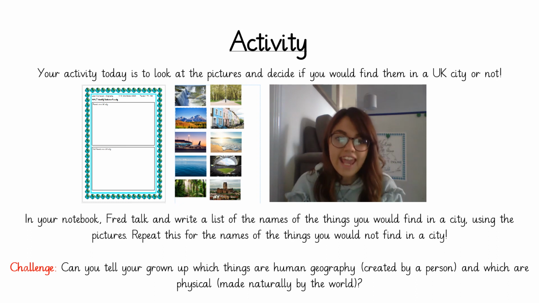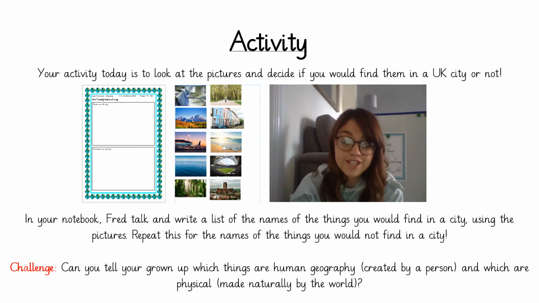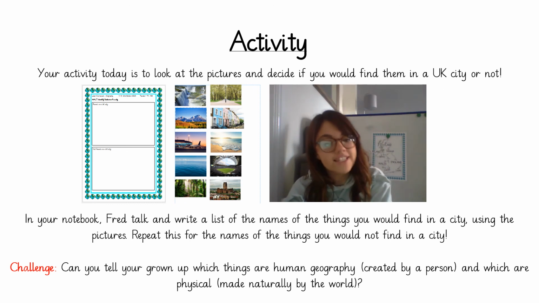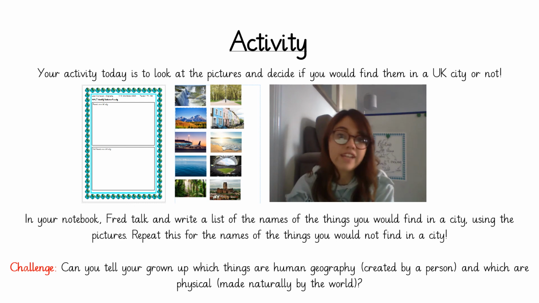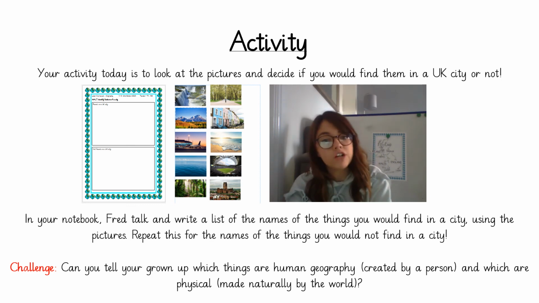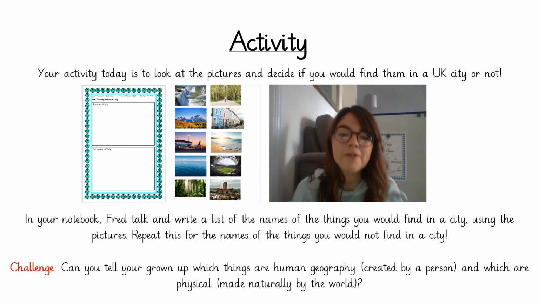If you finish this task, there is a little challenge at the bottom which is asking you to tell your grown-up which things are human geography, so those are things that are made by a person, and which things are physical geography, so things that are made naturally in the world. I'll give you a little clue. Human geography is things like an airport, that is built by a person, but physical geography might be things like a park, or a forest, a rainforest.